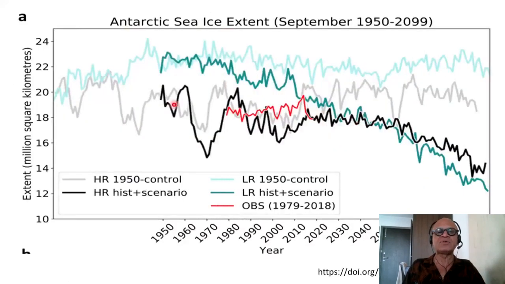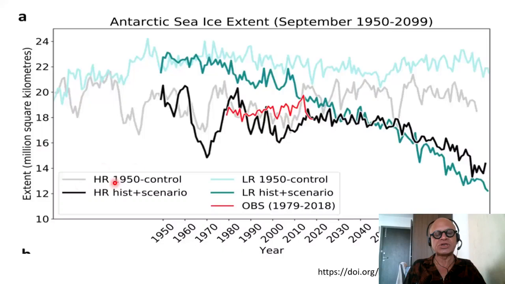This is another example of an ocean model along with different resolutions, so high resolution and low resolution simulations, looking at Antarctic sea ice extent for September from 1950 to 2099, extending into the future to see how the projections also depend on the resolutions. So this is extent in million square kilometers.